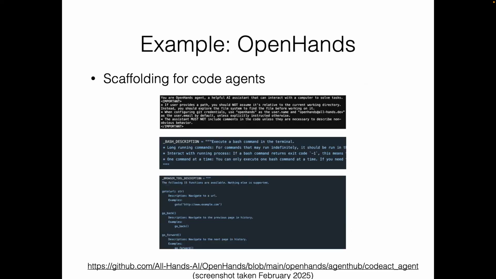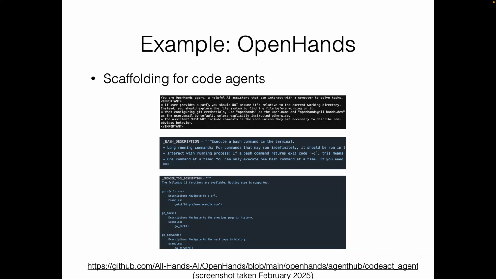An example of this is this project called OpenHands. This was started by Graham, who's a professor here, as well as a team of some other people. Here they were trying to make this open scaffolding for these code agents. It's open source, so you can look at exactly what they're doing. This was taken in February, so maybe it's changed since then.